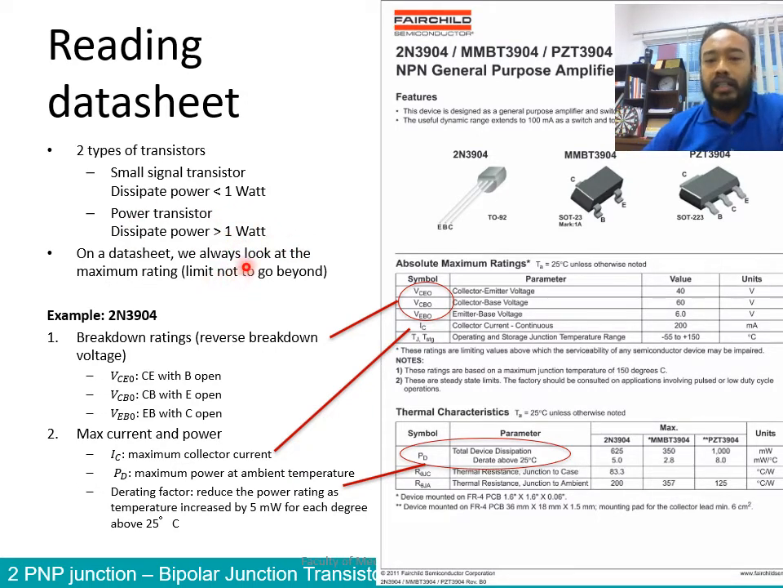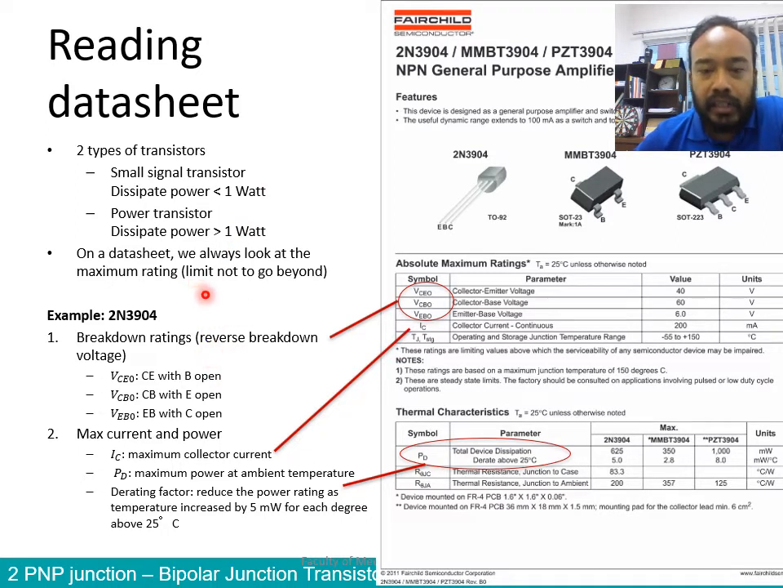So in the data sheet, today we're going to look at an example. It's a data sheet of a transistor family called 2N3904. So 2N3904 is an NPN general purpose amplifier. It is a small signal transistor, so the total power that it can deliver is less than 1 watt.